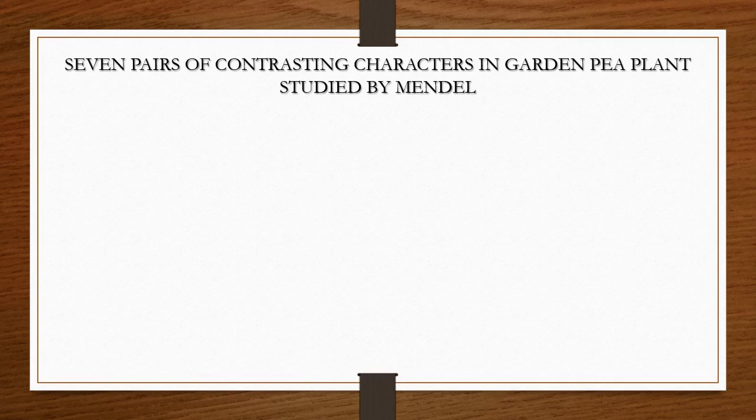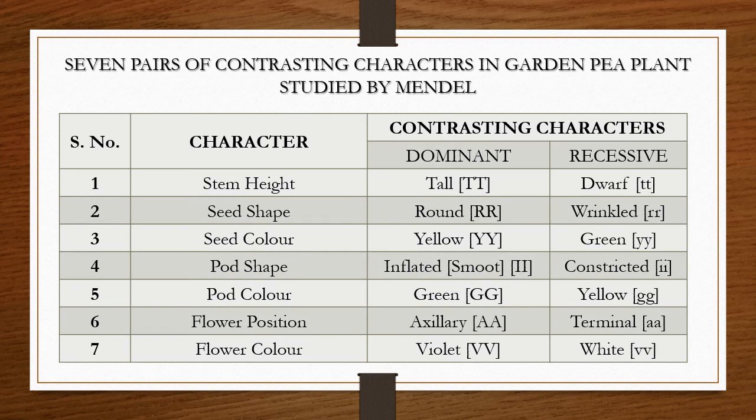Seven pairs of contrasting characters in a garden pea plant studied by Mendel. They are given in that tabular form: the contrasting characters, that is dominant and recessive, opposite characters. First, stem height. In that contrasting character, the dominant character is tall, represented with a capital T. The recessive character is dwarf, represented with a small t.